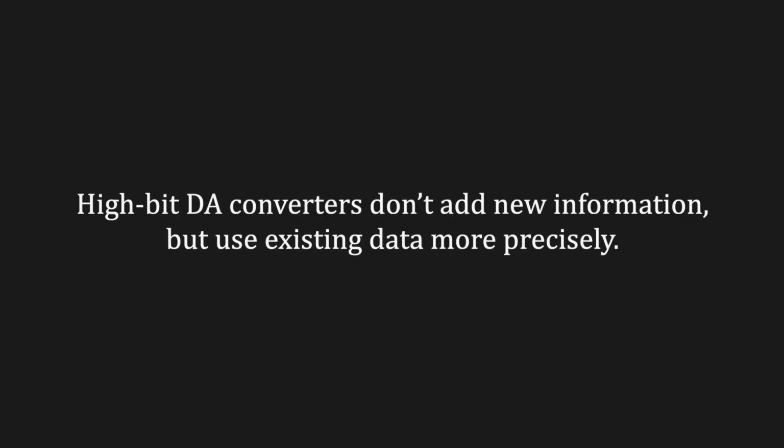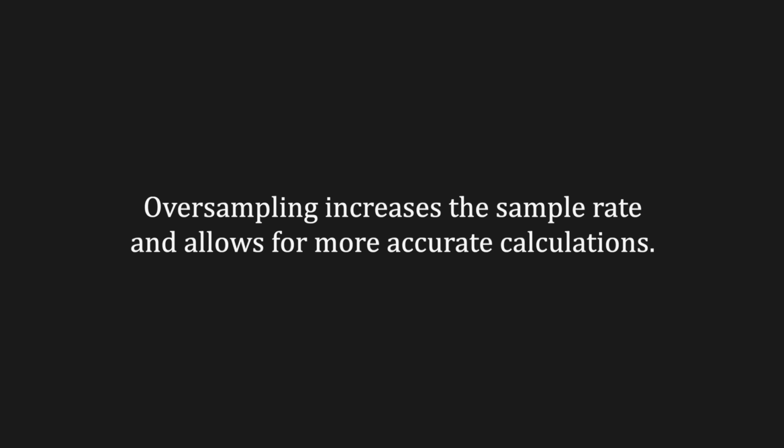High-bit DA converters work similarly to oversampling. They don't add new information, but use existing data more precisely. For instance, oversampling a 16-bit signal at 44.1 kHz increases the sample rate and allows for more accurate calculations.